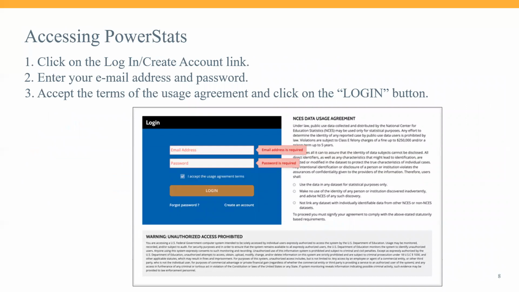Accounts are used to store work and user settings. There are a series of steps for logging in. First, you click on that login link on the homepage. And then on this login page, you'll see a section where you can enter your credentials. You'll see the NCES data usage agreement on the right, and at the bottom, you'll see an information system warning banner. You enter your email address and password in those fields, accept the usage agreements, and then click Login to go into PowerStats.